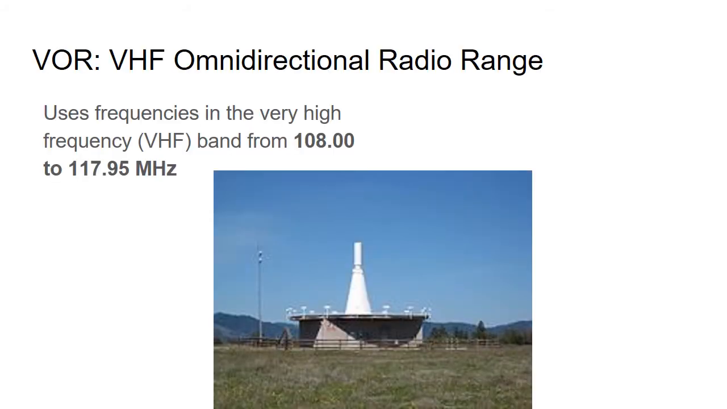We'll start with VOR navigation. The VOR, which stands for VHF Omnidirectional Radio Range, is a type of short-range radio navigation system that allows aircraft that are equipped with the receiving unit to find their position with a high level of accuracy. It uses frequencies in the very high frequency, or VHF band, from 108 to 117.95 megahertz.